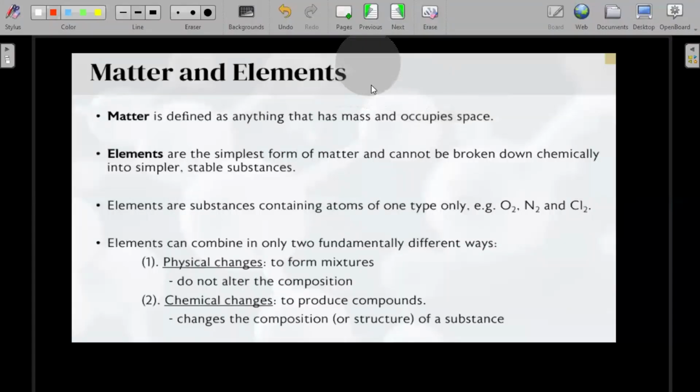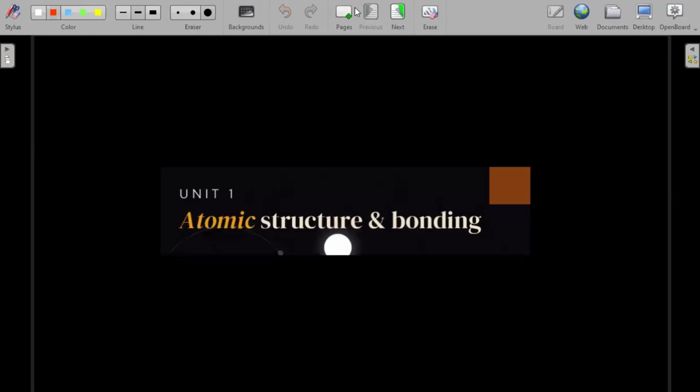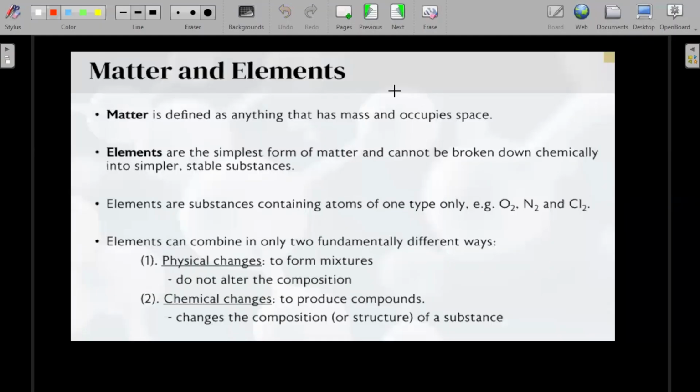Okay, so in today's tutorial, we are going to discuss atomic structure and chemical bonding. To start, let's understand a few terms. The first thing you need to understand is what matter is. Matter is defined as anything that occupies space and has weight. That is what matter is.